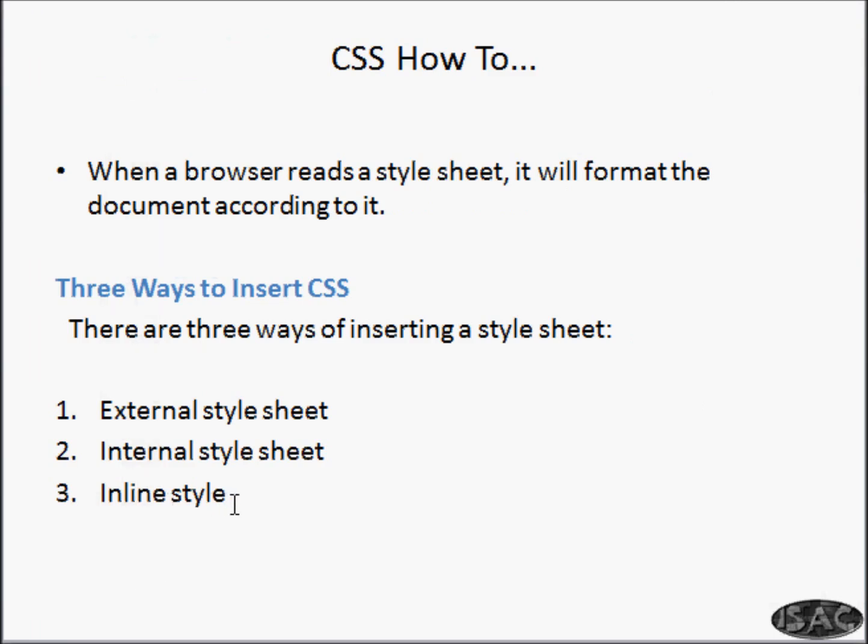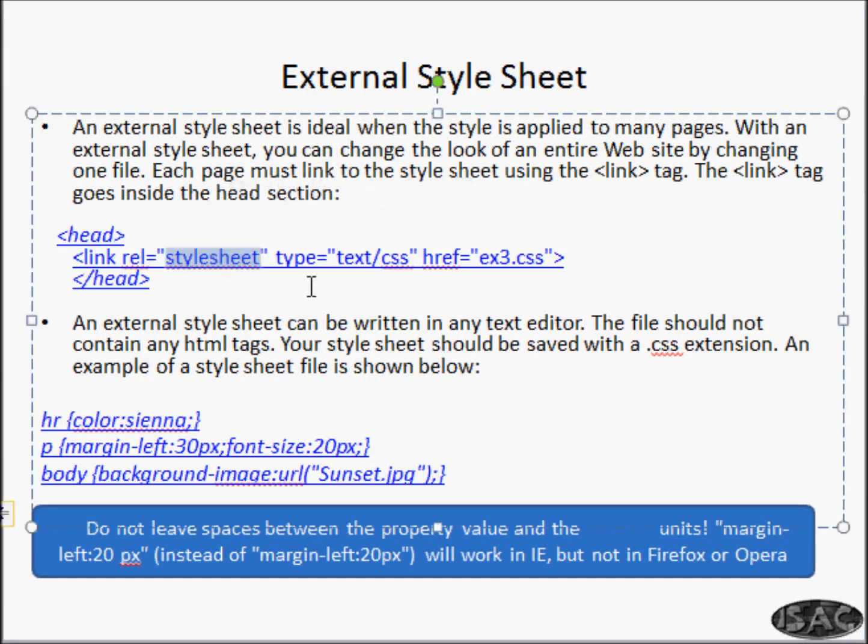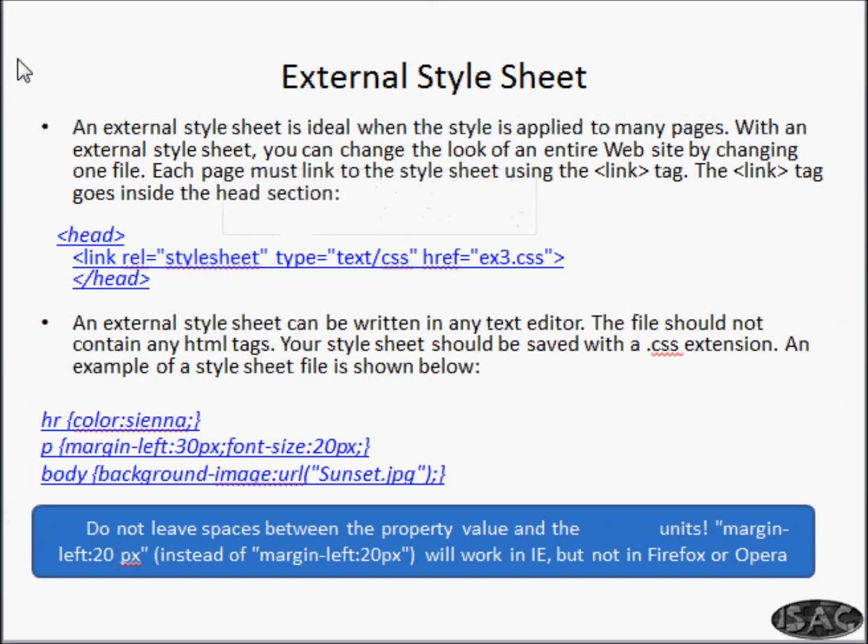Inline style sheet: if you're writing some style along with the tag, you are just saying the tag and then style equal to, and you are defining the style. I'll show you the code here. So look at your external style sheet, how you can link it here. In the head section, you need to write link, rel is stylesheet, and then you have to say type equal to text/css, and then you have to say href, so let us say exe3.css, right?